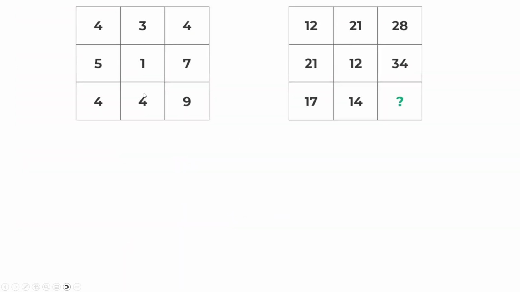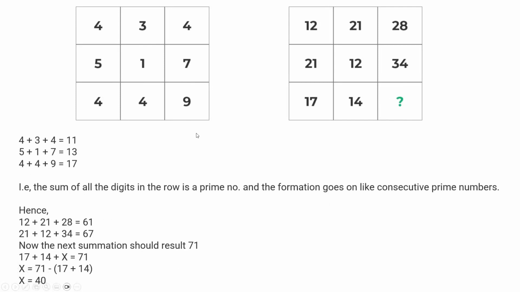The next question: there are two blocks given. In one block we have all the numbers, and in another block we have one missing number. We have to figure out what this missing number is. Make sure all these blocks are interconnected and we need to figure it out. So let us see the solution.